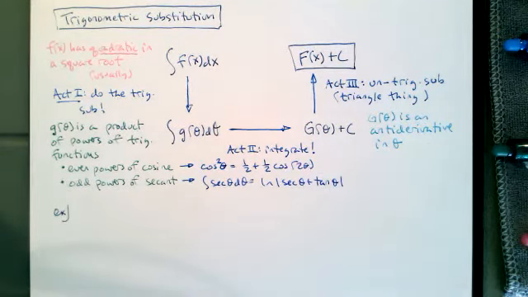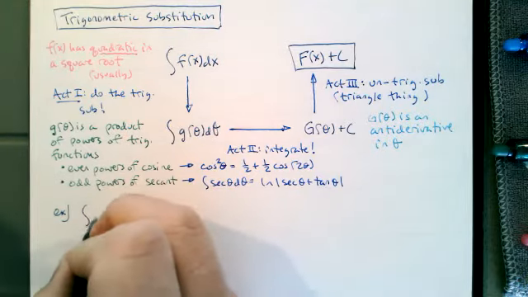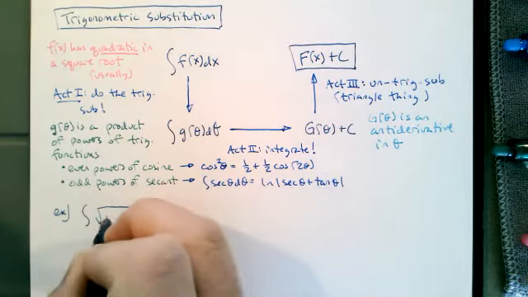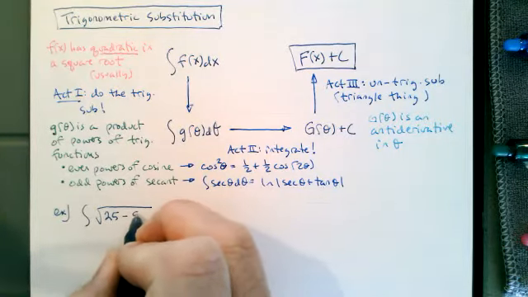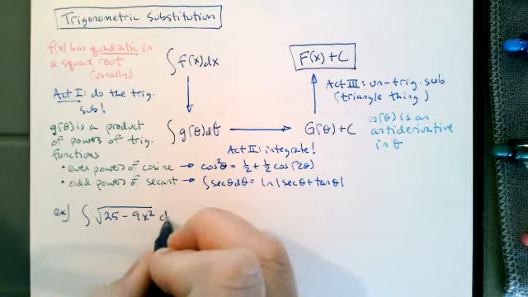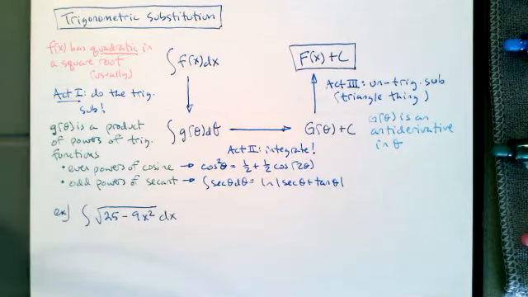Let's suppose that we have the integral of the square root of 25 minus 9x squared dx. What should call to mind trigonometric substitution is we're trying to integrate a function with a quadratic, usually a quadratic with a square root, a quadratic with a 1/2 power, either in the numerator or in the denominator. We're looking for quadratics.